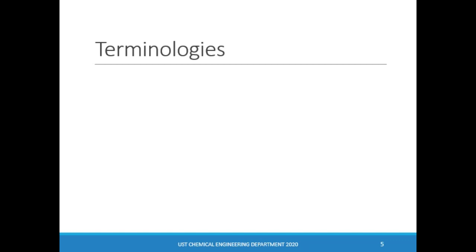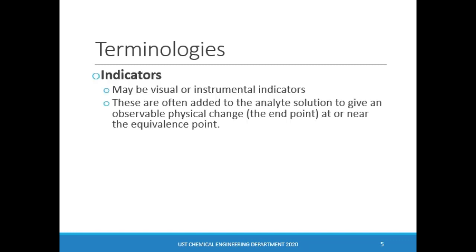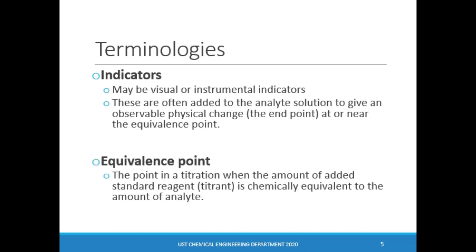Now let us define some terminologies used in titration. First, indicators. Indicators may be visual or instrumental. Visual indicators are substances added to the analyte solution which may participate in the titration reaction so as to give a clear visual change at or near the equivalence point. Instrumental indicators, on the other hand, are those that use analytical equipment to detect changes in characteristics of the solution as the reaction proceeds. An example of this is the potentiometric titration, which analyzes the change in pH to determine the equivalence point.